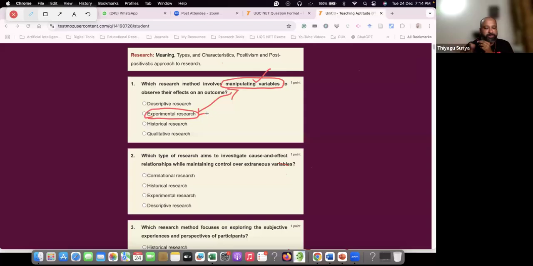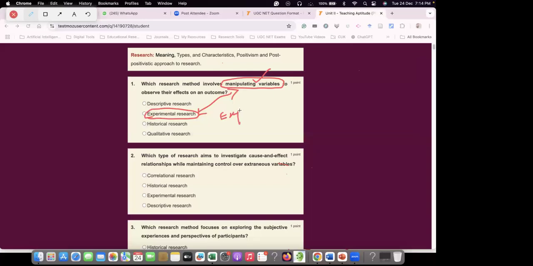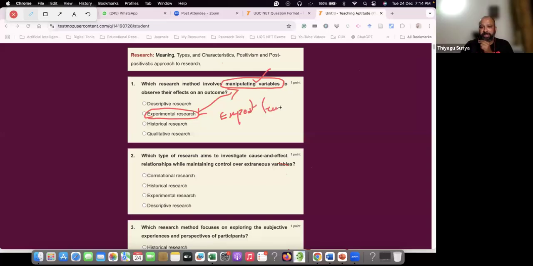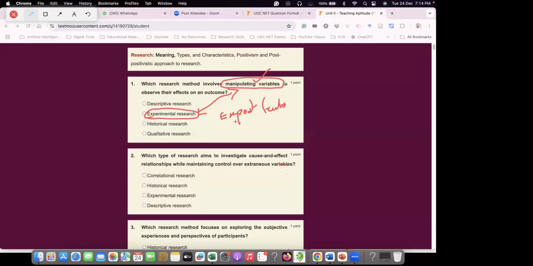No, manipulation is not possible for the survey method. Only the experimental method allows manipulation. Now you know that method is called ex post facto research. What is called ex post facto research? In what way is this going to differ from experimental method research?